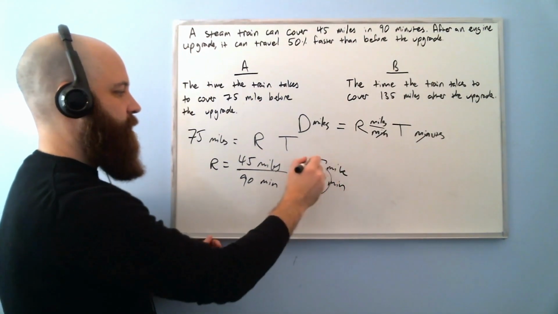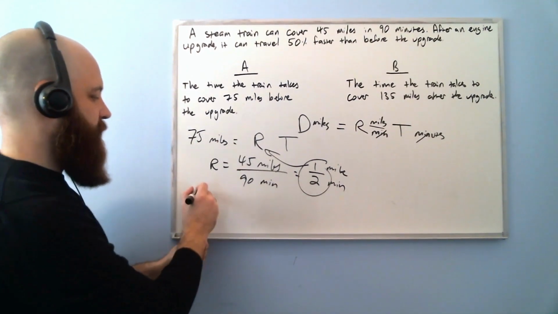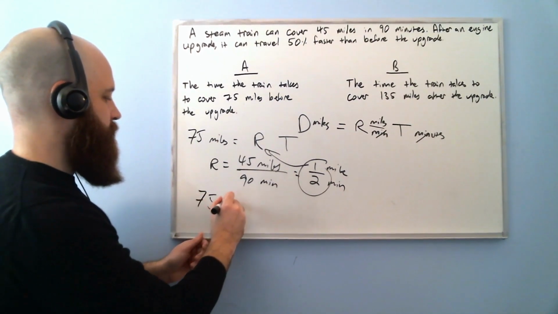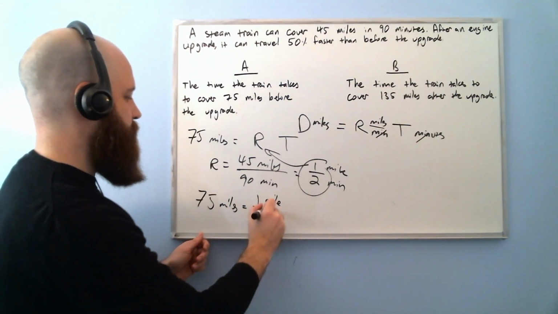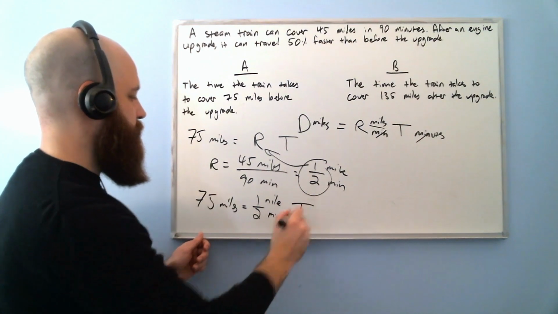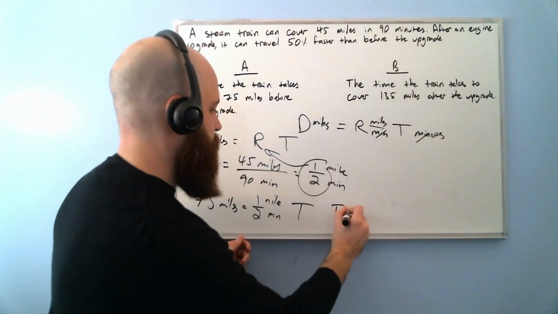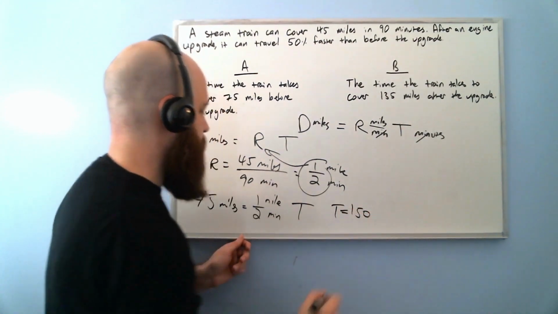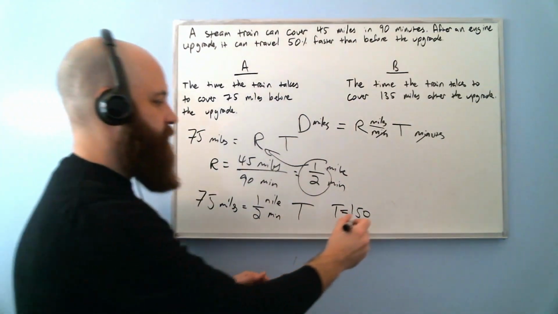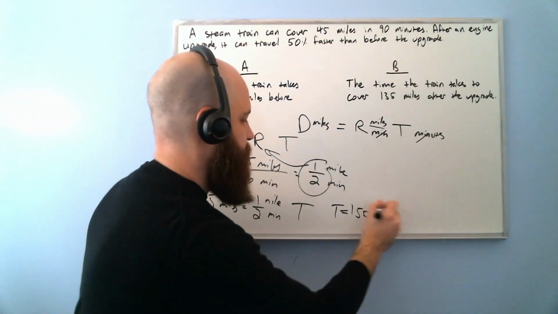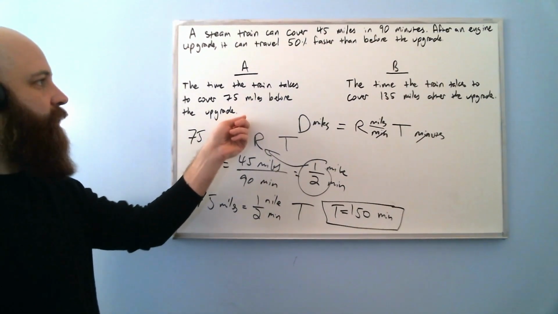Great. So I can plug that in for the rate. I have 75 equals 1/2 times t. 75 miles equals 1 over 2 miles per minute times t. Solve for t. I get t equals 150. And what are the units? Well, this was in miles per minute, so the miles cancel. I'm left with 150 minutes. So 150 minutes, that's the time for column A.